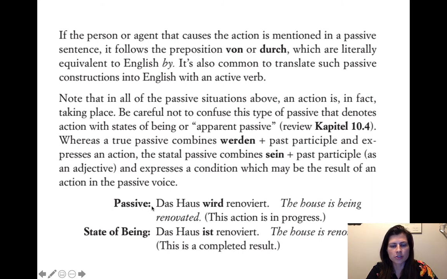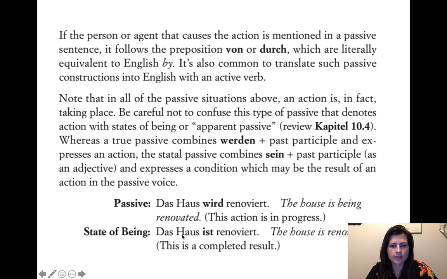This is the passive voice we've been talking about this whole chapter. So passive, das Haus wird renoviert. The house is being renovated. The action is in process. So we've got werden plus the past participle. But you can also just use that past participle as an adjective. And then you say, das Haus ist renoviert. It's completed, and it's not really a compound verb tense at all. The ist just means is. It's on its own. It's not connected to the past participle. The past participle is just an adjective.